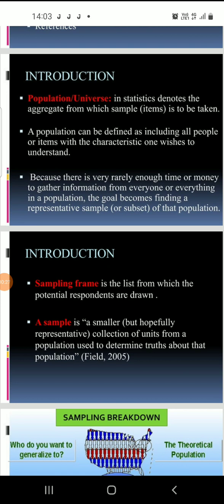Now, first of all, for sampling, it is very necessary to introduce the concept of population and universe. In statistics, population and universe denote the aggregate from which a sample is to be taken. A population can be defined as including all people or items with the characteristic one wishes to understand. Because there is very rarely enough time or money to gather information from everyone or everything in a population, the goal becomes finding a representative sample of that population, or the subset.